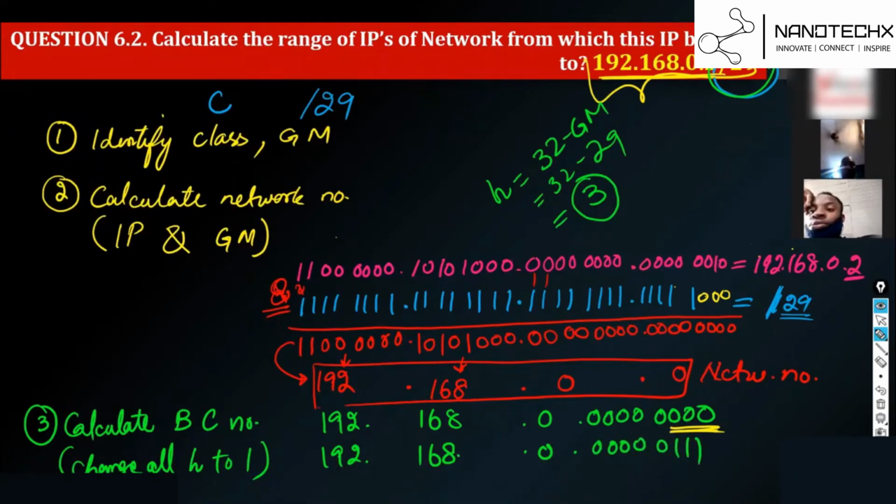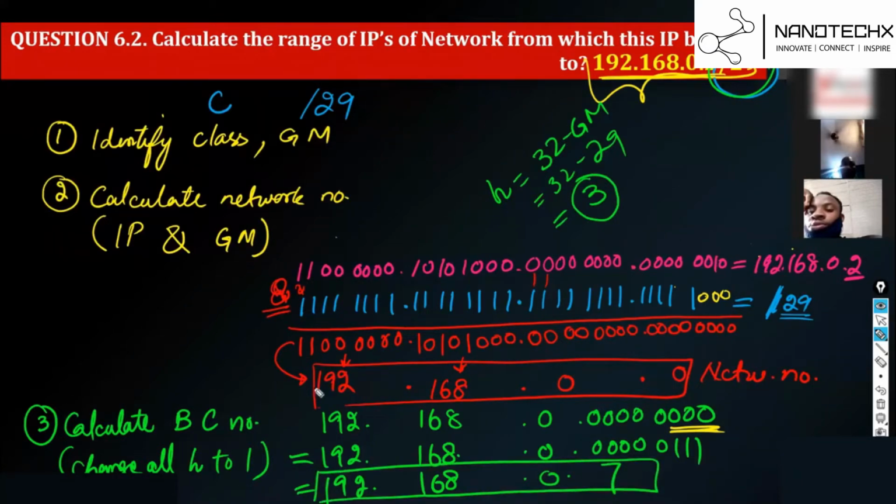00000111, which is equal to, now we convert it back to our normal number. So this will be equal to 192.168.0.7. So what is our range now? Our range starts from here and it ends in here.